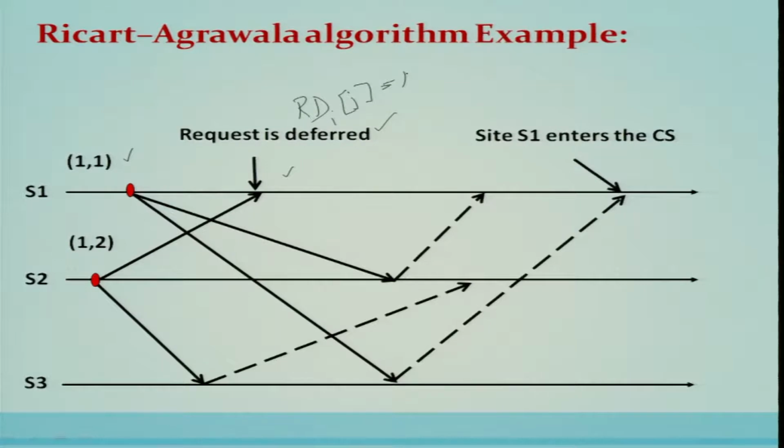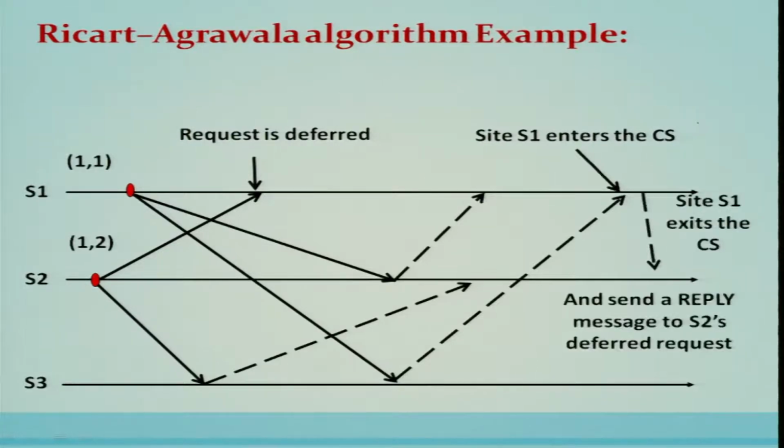Now, after receiving the replies from all other sites, these are the reply messages, the site S1 will go into the critical section. When site S1 exits the critical section, it will send the replies to the deferred messages. So, basically the request which was deferred, it will send the reply to that particular message. Now, S2, which is also interested in going into the critical section, at this point of time has received the replies from all other sites and it will enter into the critical section.